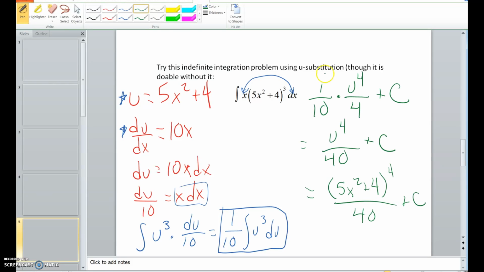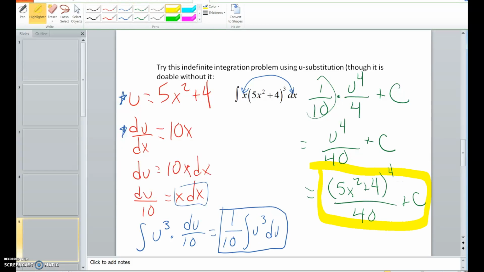Okay, so over here in green, I went ahead and integrated. The antiderivative of u cubed is u to the 4th over 4. And then I have this 1/10 hanging out here, so you just get u to the 4th over 40 plus c. And remember that u stood for 5x squared plus 4, so I plug that back in, and we get our final answer right here.